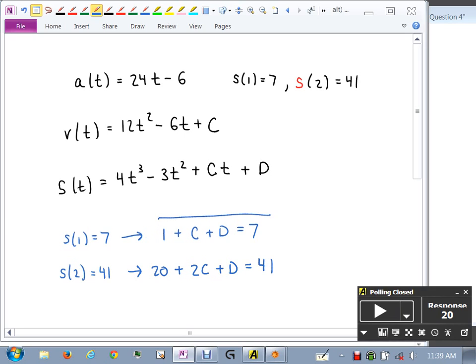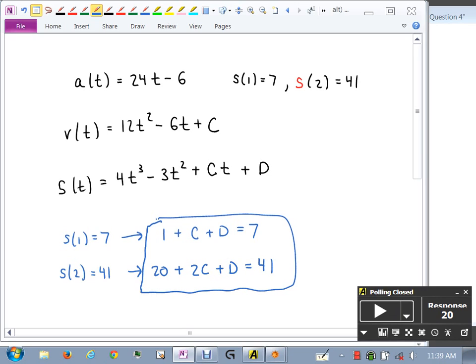And now what you have, and this is where I'll stop, you have a system of equations. You have two linear equations with two unknowns. You can solve this by either substitution or elimination or matrices or something like that. But it can be solved, right? And you can figure out what C and D are.